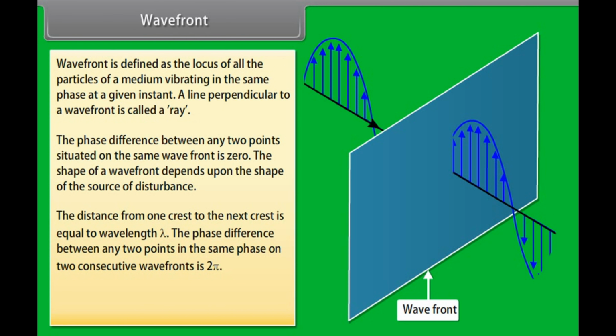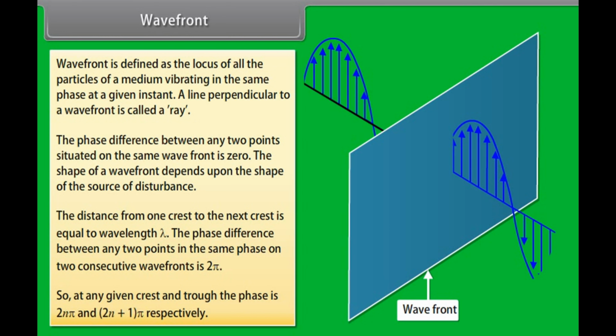The distance from one crest to the next crest is equal to wavelength lambda. The phase difference between any 2 points in the same phase on two consecutive wave fronts is 2π. So, at any given crest and trough, the phase is 2nπ and (2n+1)π respectively, where n is an integer. Types of wave fronts.